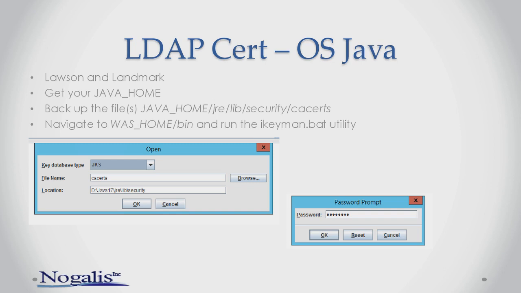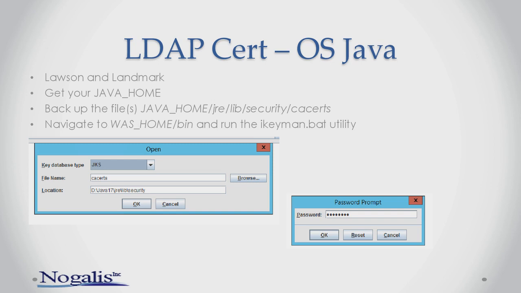So you need to figure out where you have Java installed, and you may have it installed in a couple of places, and go ahead and update the certificate wherever you have Java installed. This is for your Lawson and your Landmark server. Lawson uses Java, so you need to make sure that you update the one that's being used by Lawson, but also the place where it's being used by Landmark.